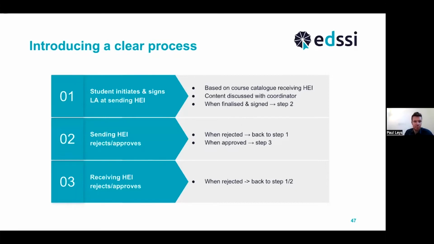When they reject, they ask the student to change this and this and that. Goes back to the student, goes back to the sending higher education institution. And when the sending higher education institution approves the learning agreement, then it goes to the receiving higher education institution, who also has two options: approve or reject. When rejected, it's back to step 1 or step 2, depending a little bit on the implementation. But here it's very clear that the initiative is with the student and the sending higher education institution, and it needs to be confirmed and approved by the receiving higher education institution.